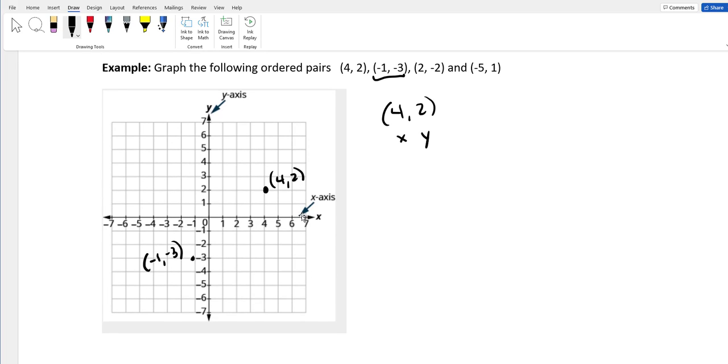The next point is 2, negative 2. Once again, you start at the origin. We're going to go over 2, down 2. So this would be 2, negative 2. The first number is positive, the second number is negative. This is in the fourth quadrant. And then the last point is negative 5, 1. We go negative 5 on the x-axis, so we move to the left, and then we go up 1. So this is negative 5, 1. This is in the second quadrant.